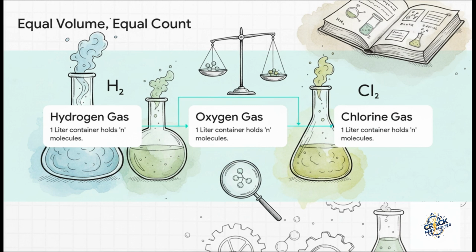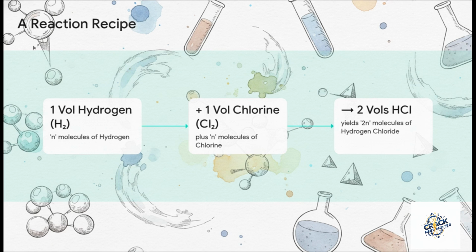It's wild, right? And this isn't just a thought experiment. It's incredibly useful. Take a real reaction, like hydrogen plus chlorine, which makes hydrogen chloride. You can literally measure this. You take 1 scoop or 1 volume of hydrogen, add 1 volume of chlorine, and you get out 2 volumes of hydrogen chloride. Because of Avogadro, we can now say with confidence that some number of hydrogen molecules plus the same number of chlorine molecules gives us twice that number of hydrogen chloride molecules. We're literally reading a chemical reaction just by measuring space.